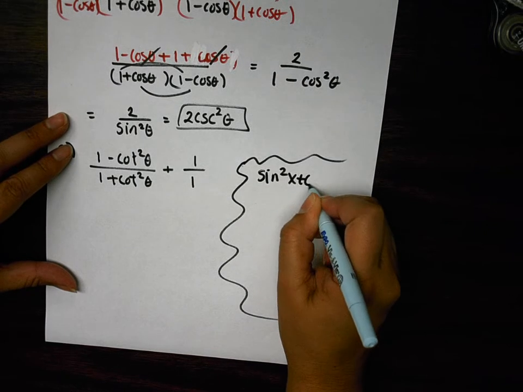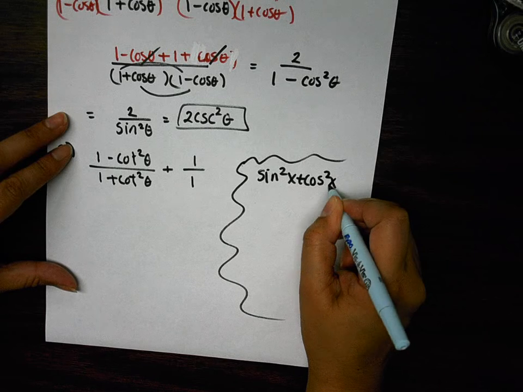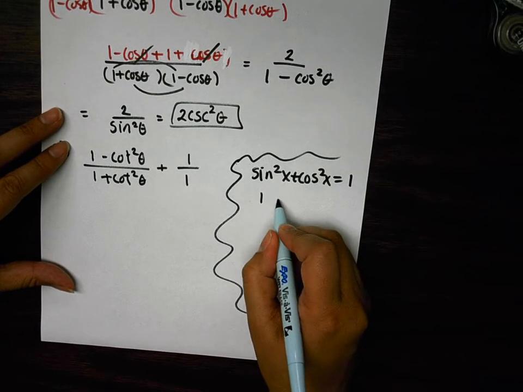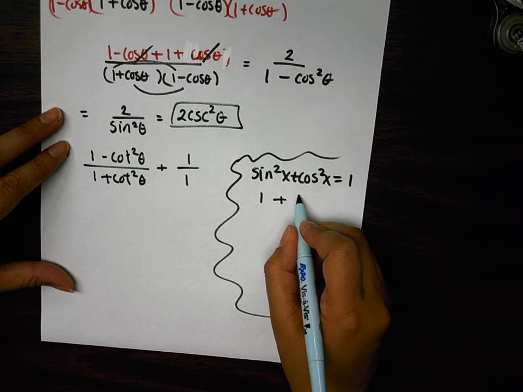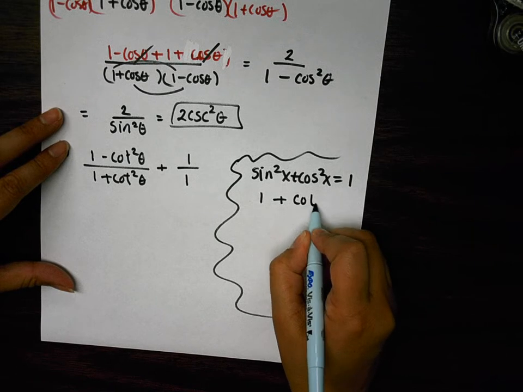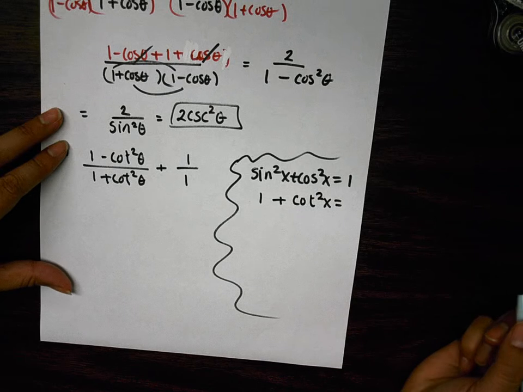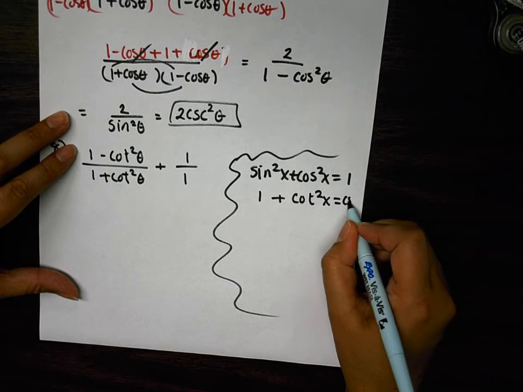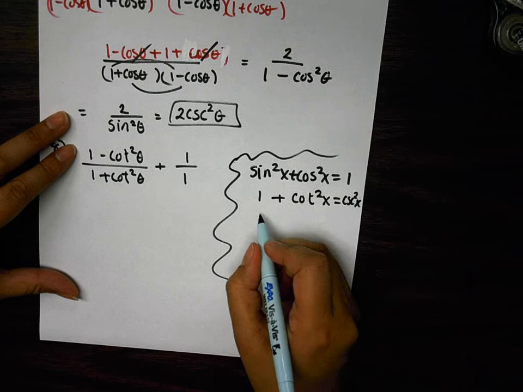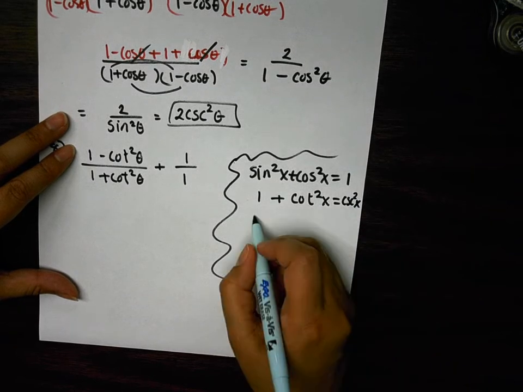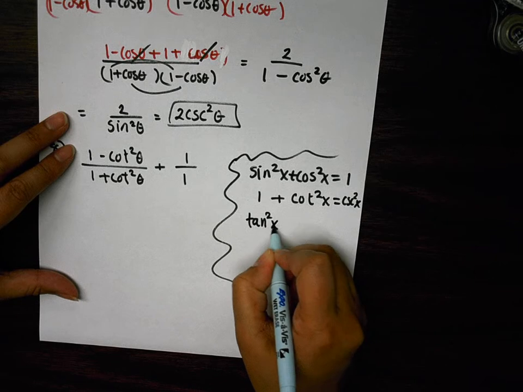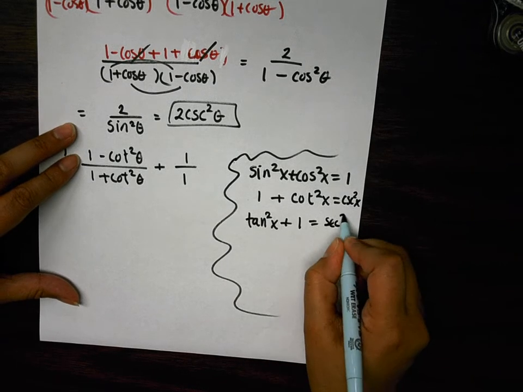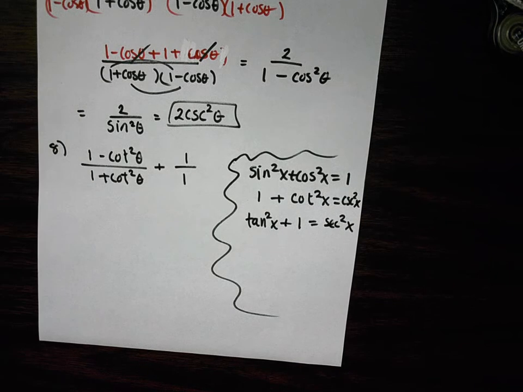Can we review our Pythagorean identities really quick? What are they? Sine squared x or theta plus cosine squared x equals 1. What's the other one? 1 plus cotangent squared x equals what? Cosecant squared x. And then tangent squared x plus 1 equals what?